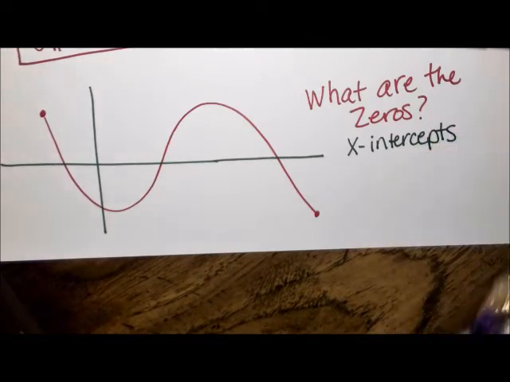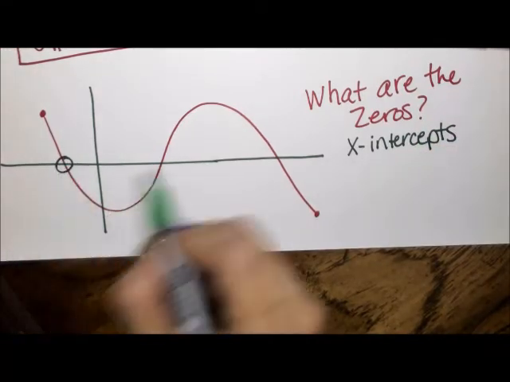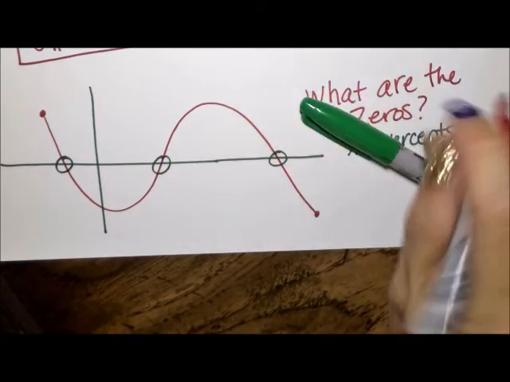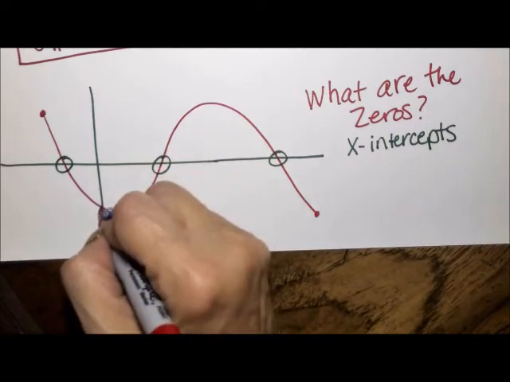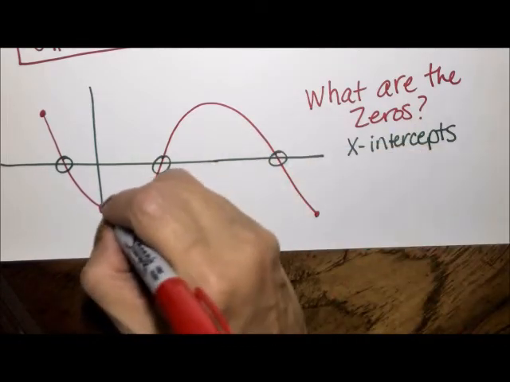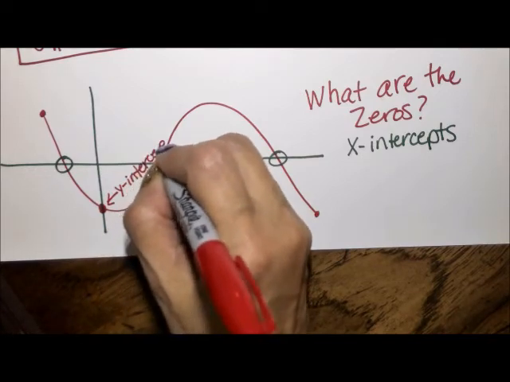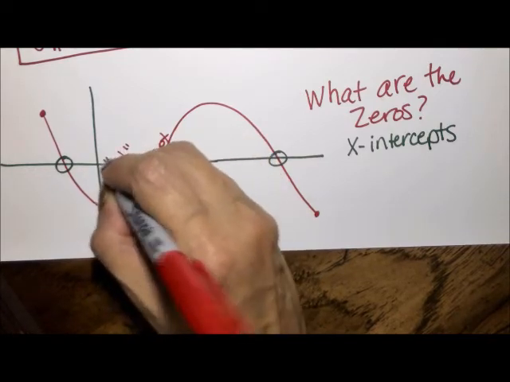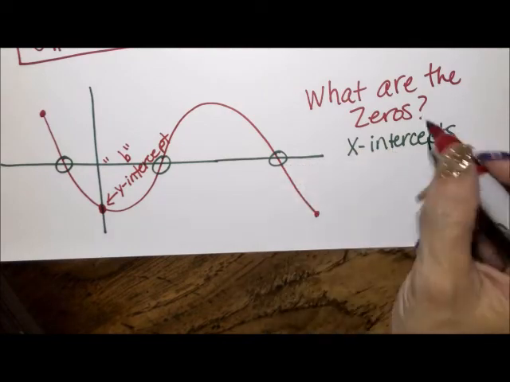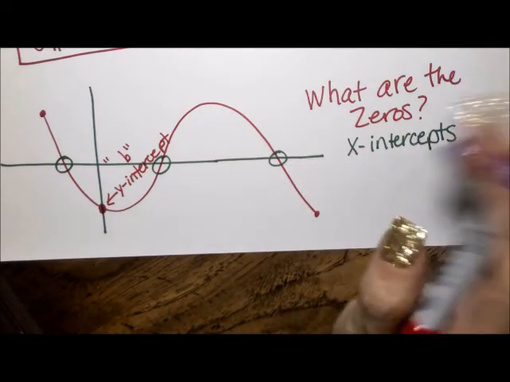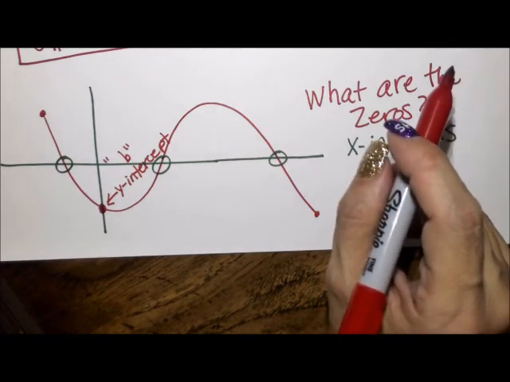So let's circle them. X-intercept, x-intercept, x-intercept. So there's 3. Could you tell me the y-intercept? I could. Right there's the y-intercept. It doesn't have a fancy name other than it's the y-intercept. Sometimes we call it b. But these are called the zeros. So I'm going to give you a picture and ask you to do nothing more than circle the zeros. I'm going to keep it real straightforward and real simple.